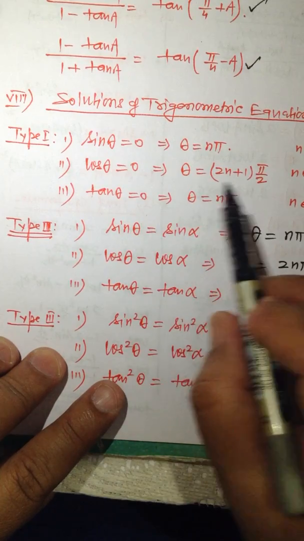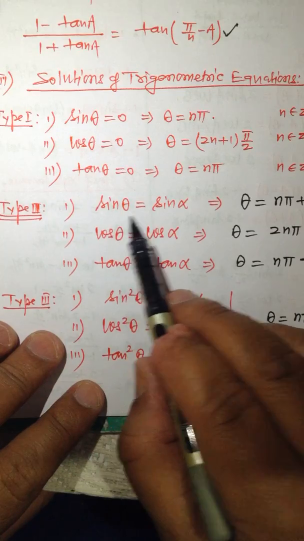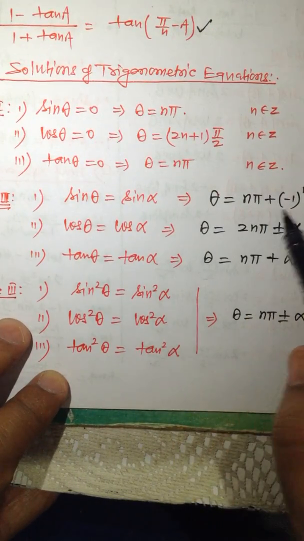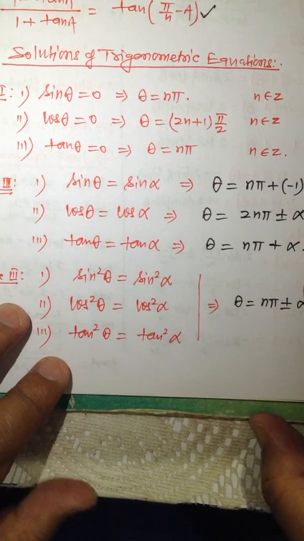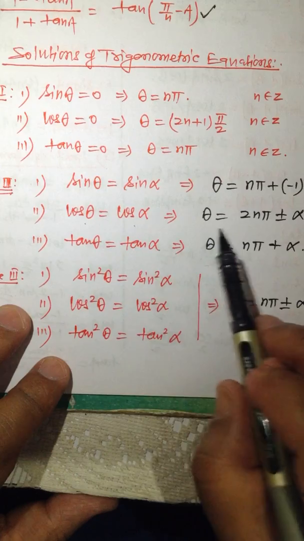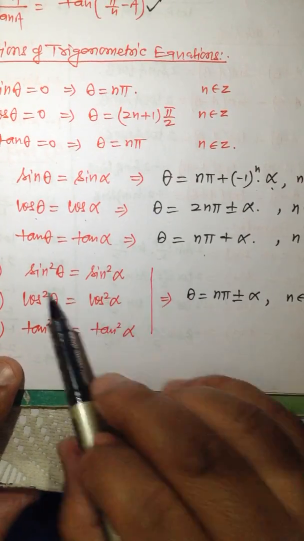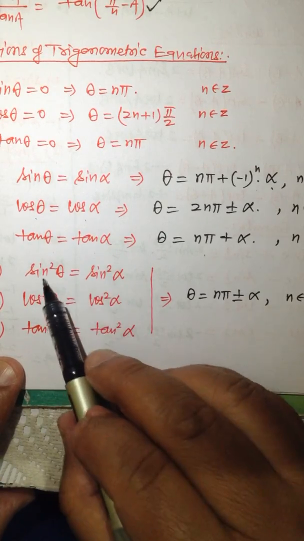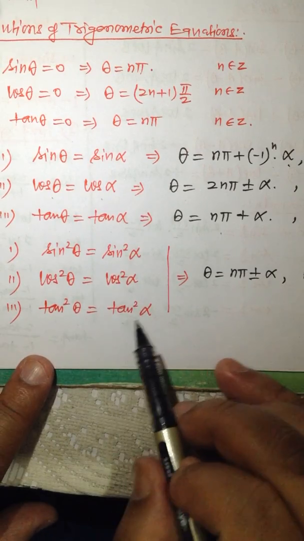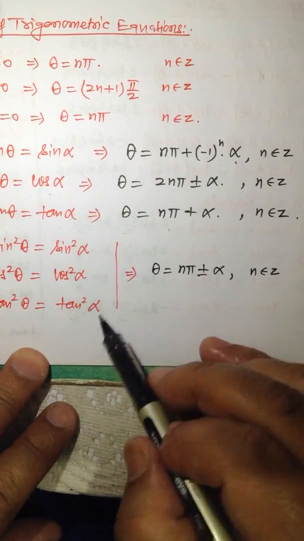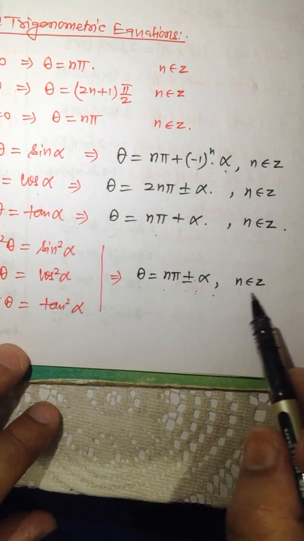Cos theta equals 0, theta equals this. tan theta equals 0, theta equals n pi. If we have sin theta equals sin alpha, then theta equals n pi plus minus 1 raised to the power n into alpha. Here n can be any integer, right? Cos theta equals cos alpha is this, tan theta equals tan alpha is this one, very important identity. But in case of square: sin square theta equals sin square alpha, cos square theta equals cos square alpha, and tan square theta equals tan square alpha. For all these three, we have only one identity: theta equals n pi plus minus alpha for all values of n belonging to z.